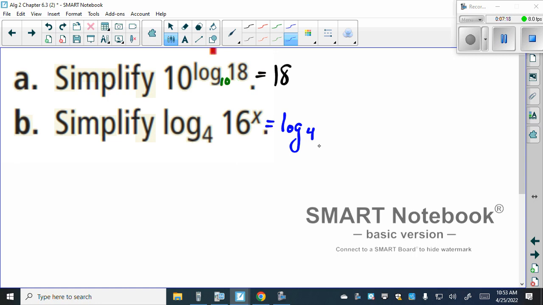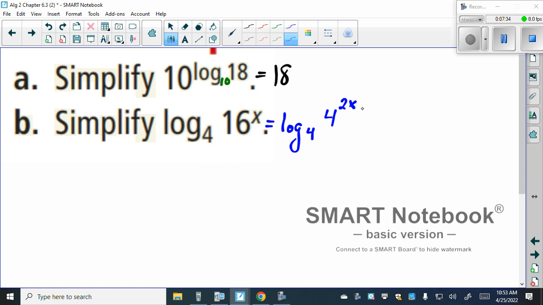Well, we can rewrite 16 in several ways, but one of the ways that we need to use is rewriting 16 as 4 to a power. So it's going to be 4 to what power? Squared, yes? We can just say 2x.